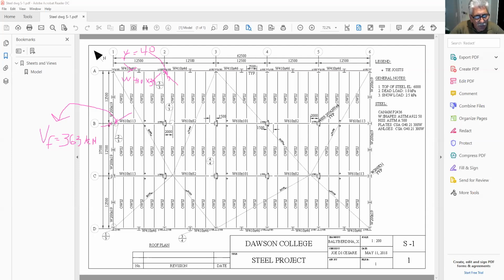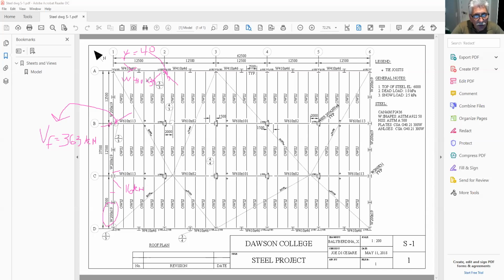And the same thing happens here. Here, the forces are very small. The VF force for this connection here is 16 kilonewtons, very small. But again, the same thing applies here. You have 16 on this side and 16 on that side. And I believe the beam is exactly the same beam that we had here, W200 by 19. So that's going to be the beam for that.